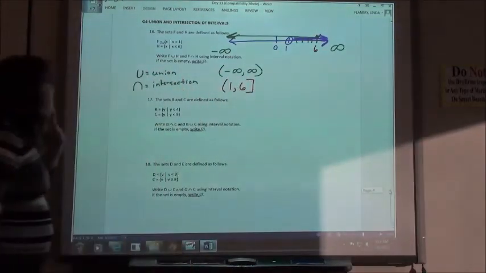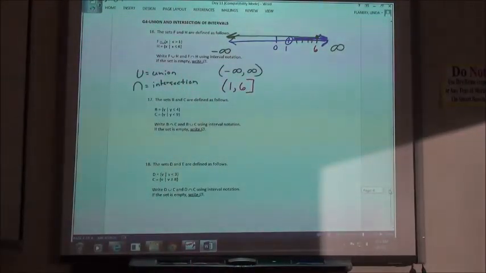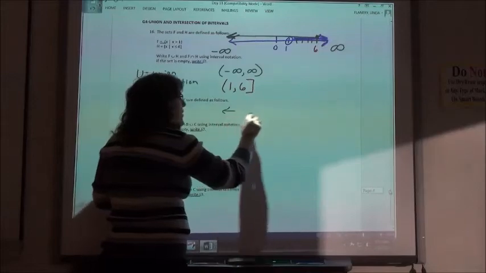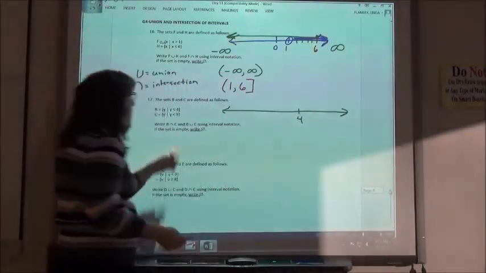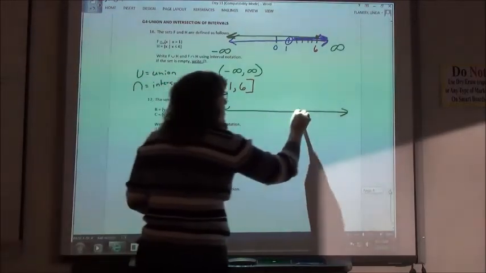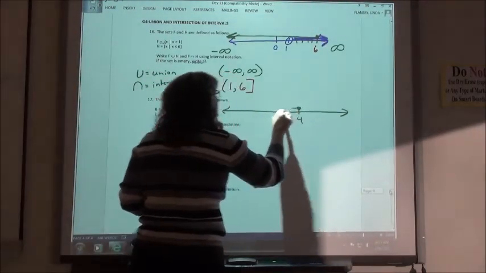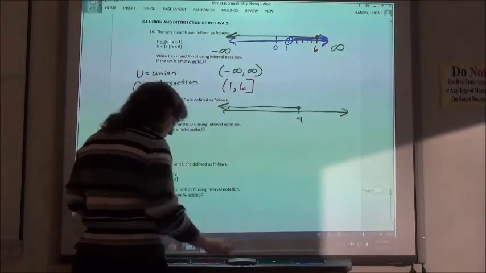So number 17 says the sets B and C are defined below as follows. B is the set Y such that Y is less than or equal to 4. So if I have my number line, wherever 4 is, I'm less than or equal to the 4, so I have a filled in dot on the 4.